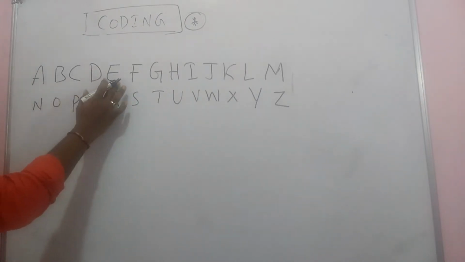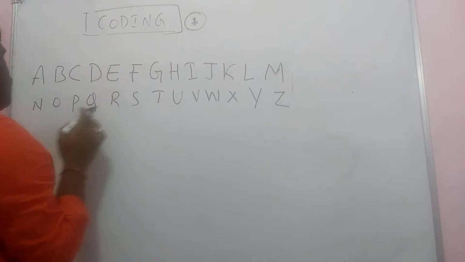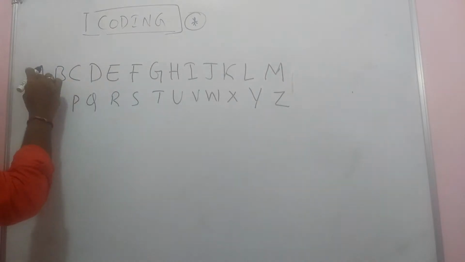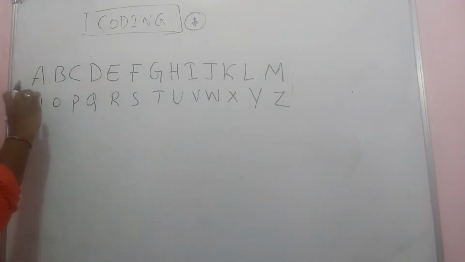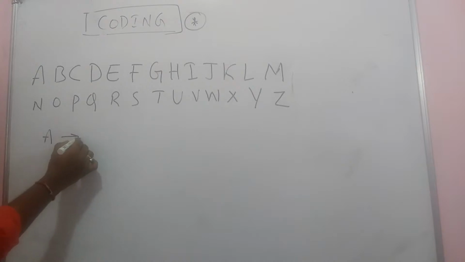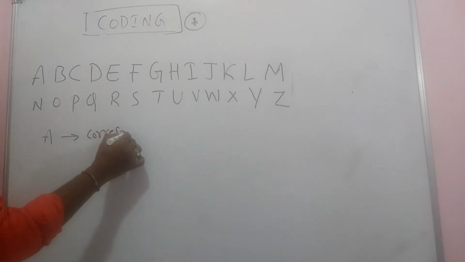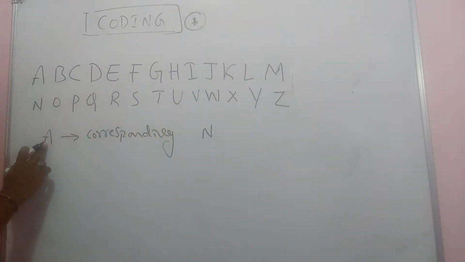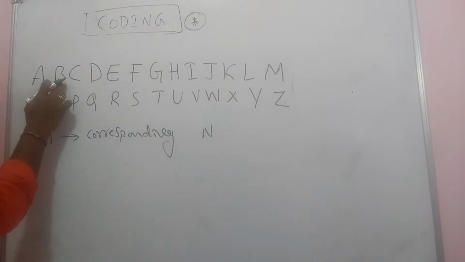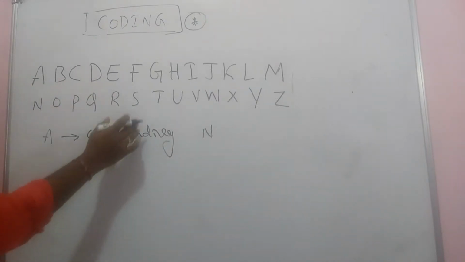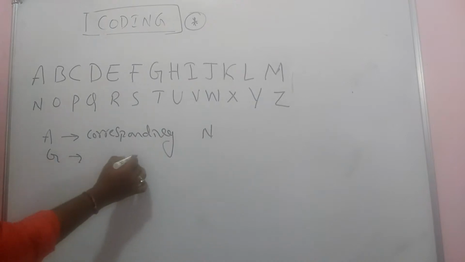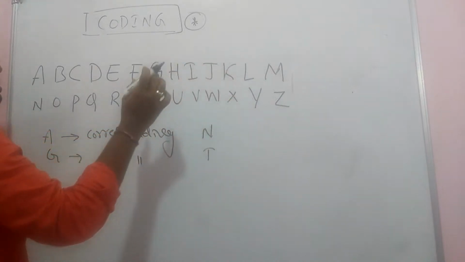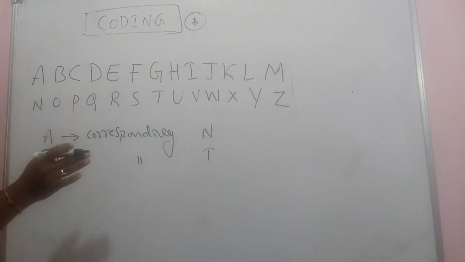So A, B, C, D, E, F, G, H, I, J, K, L, M, N, O, P, Q, R, S, T, U, V, W, X, Y, Z. Here, the opposite of a letter is called its corresponding letter. A's corresponding letter is N. B's corresponding letter is O. Like G's corresponding letter is T. And I's corresponding letter is V. J's corresponding letter is W. Why are they called corresponding letters?